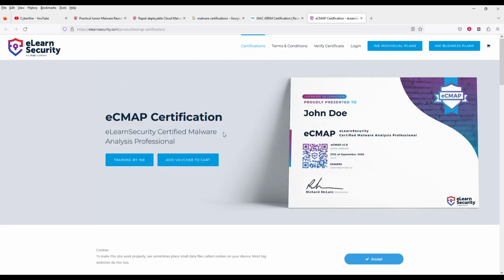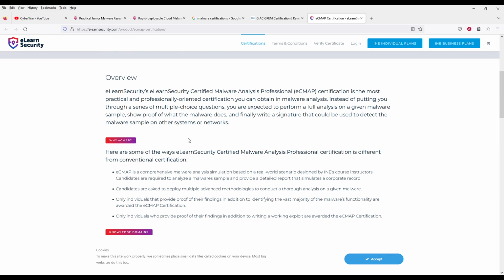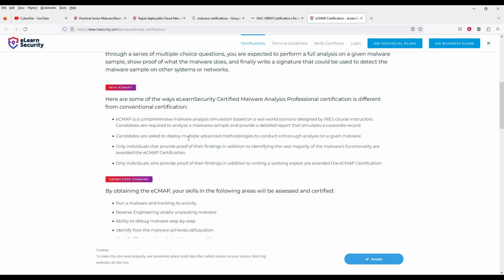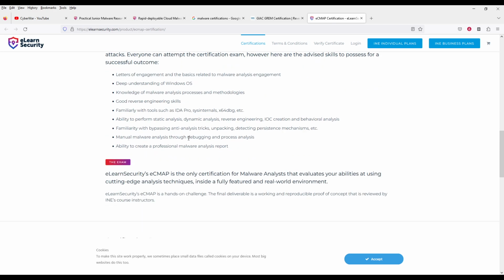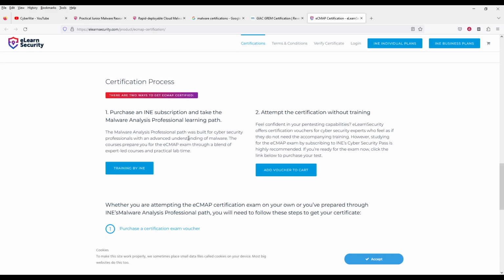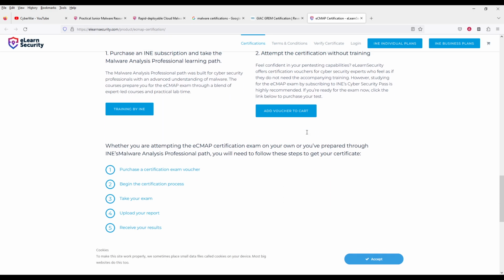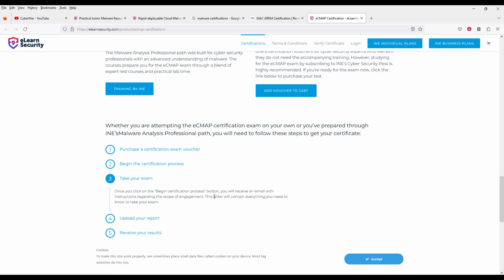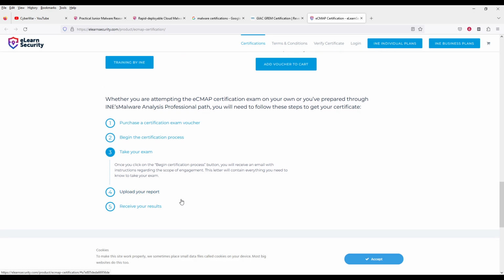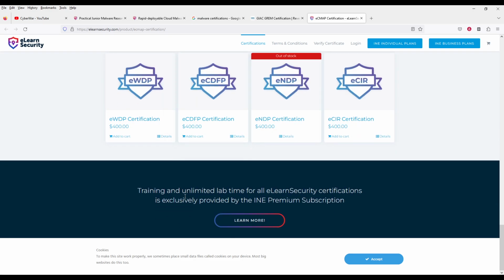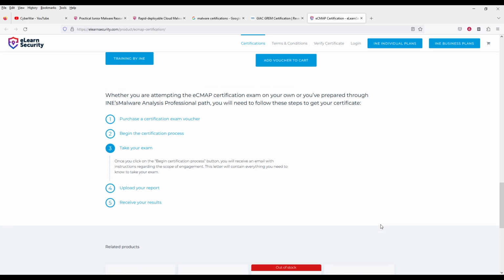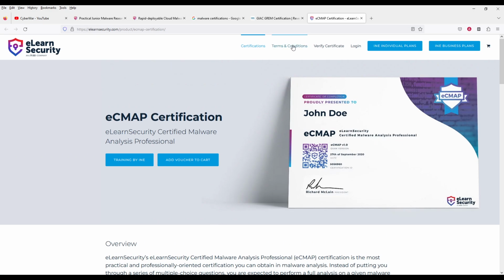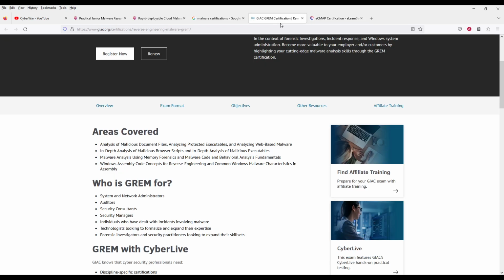And I don't know about this one from eLearn Security, Certified Malware Analysis Professional. This looks pretty dope also. Okay, maybe I went too fast saying that. Okay, I'm not sure how this goes. It's probably similar. Anyway, yeah, okay, do both.